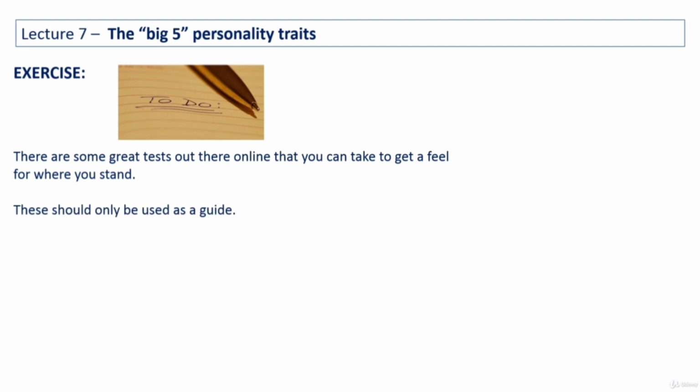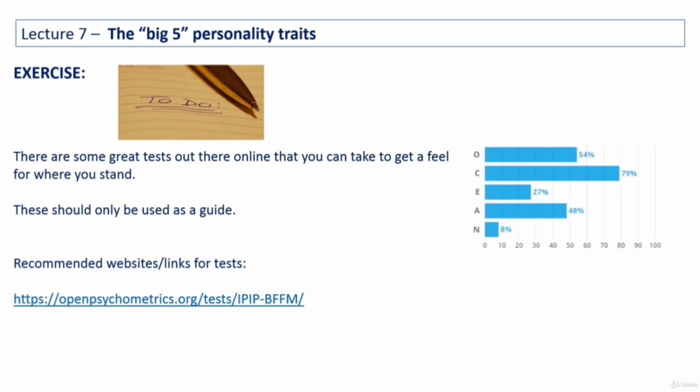In other words, you should still take the time to assess yourself and reflect on where you think you stand against each of the big 5. A couple of recommended websites and links for you are at openpsychometrics.org and 123test.com. And those are the exact links I've put up on the screen there.